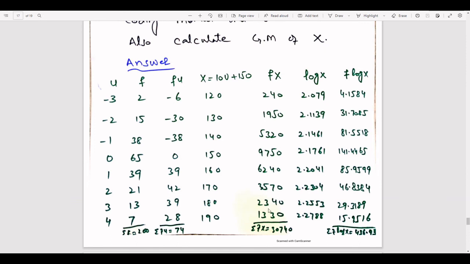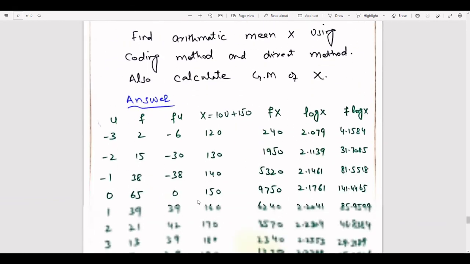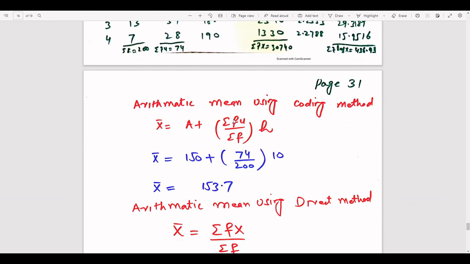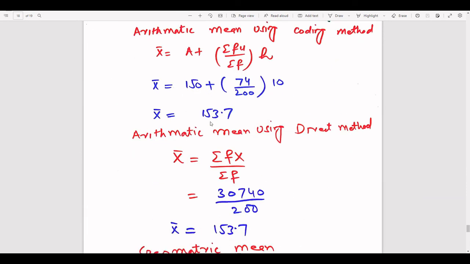So now we calculate the arithmetic mean. First we calculate the arithmetic mean by the coding method. The formula is x bar is equal to a plus summation fu over summation f, times h. As you know, a is equal to 150. u is equal to, in general form, x minus a over h. Here a is equal to 150 and h is equal to 10. So sum of fu is 74, sum of f is 200, h is 10, a is 150. The answer is 153.7. We calculated the arithmetic mean using the coding method.